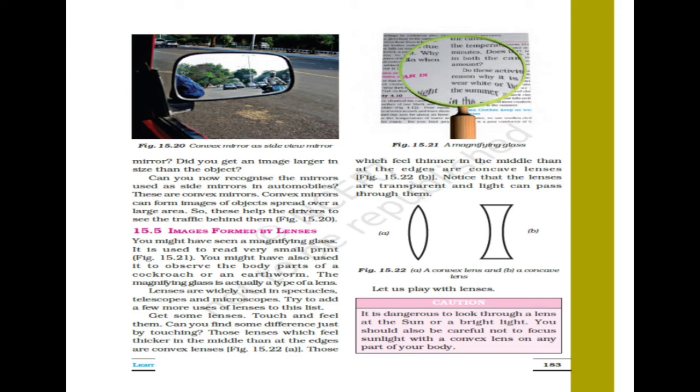Notice that lenses are transparent and light can pass through them. One more important thing is that lenses are transparent and they can easily pass light through them. Let us play with lenses. Caution: it is dangerous to look through a lens at the sun or a bright light. You should also be careful not to focus sunlight with a convex lens on any part of your body.